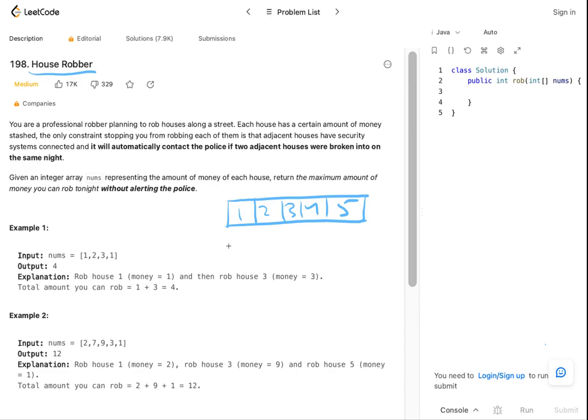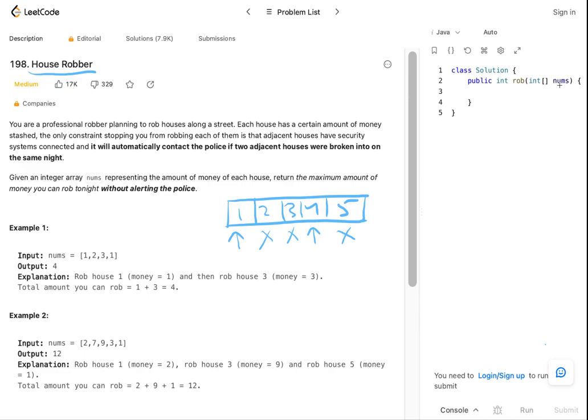So for example, if the robber decides to steal at house number 1, then he cannot steal at house number 2. And if he decides to steal at house number 4, he cannot steal at house number 3 or house number 5, and so on. So this constraint has to be kept in mind whenever a theft has to be committed at a particular house. Now let's look at the method signature and at the method which has to be coded.